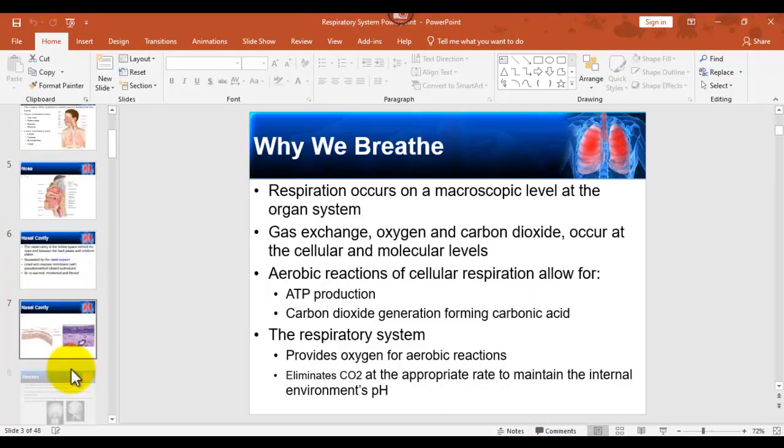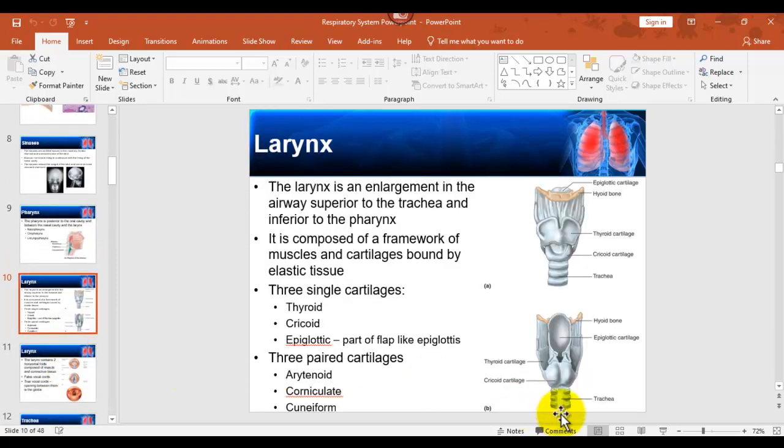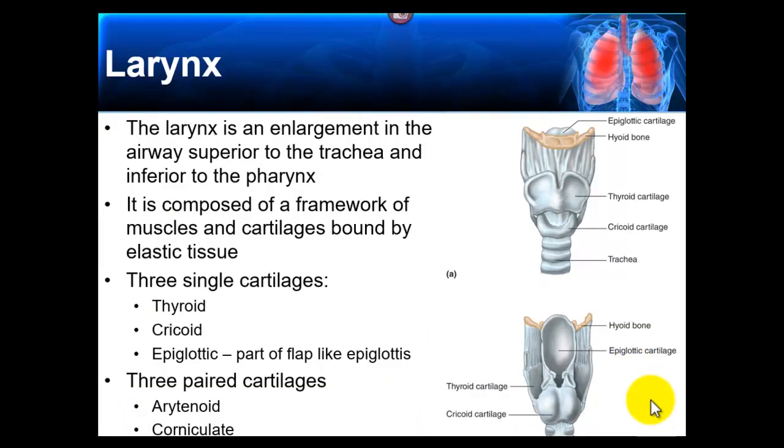On our PowerPoint here, I gave you a pretty good diagram. This little guy in the back, there's the epiglottis. See how it's sticking up? That's the part that folds over the glottis so that food and water don't go down the trachea. And these little areas on each side here are called the arytenoid cartilage, and this is the cricoid cartilage.